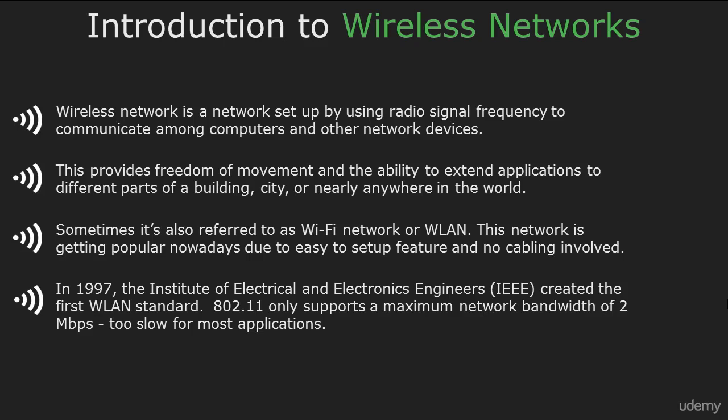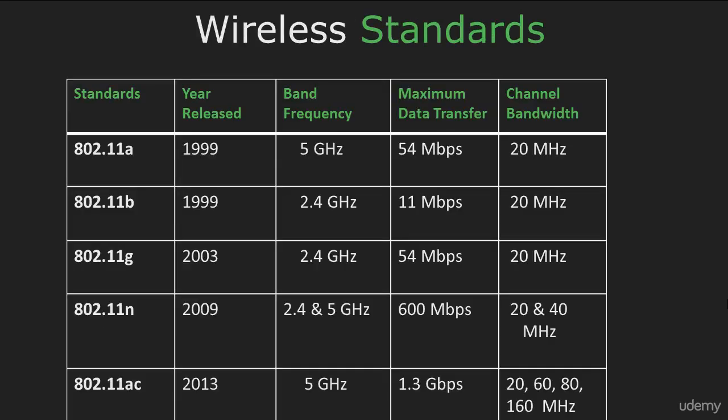In 1997, the Institute of Electrical and Electronics Engineers created the first WLAN standard, which is a set of technologies for wireless communication. For an easy understanding, I made a simple table to show you a brief history of wireless standards. This table describes the Wi-Fi standards to help you understand the evolution of Wi-Fi technology. As you can see, there are 5 standards, but you only need to remember the N and the AC, because these are the most common standards in use today.